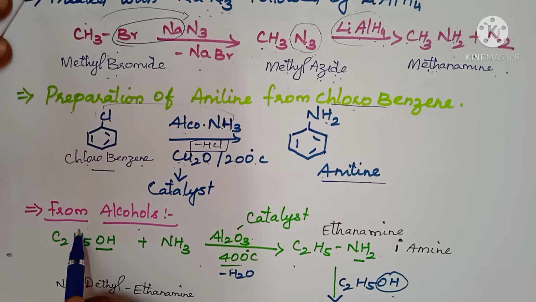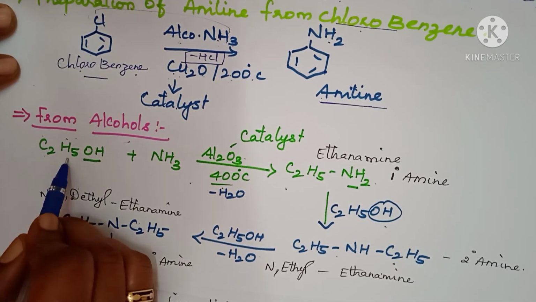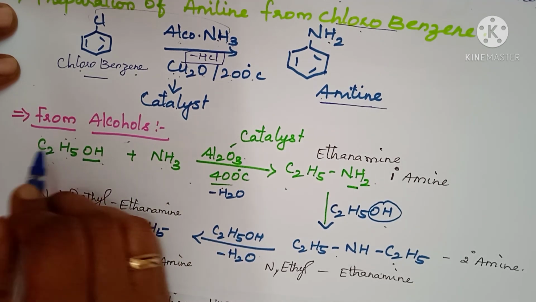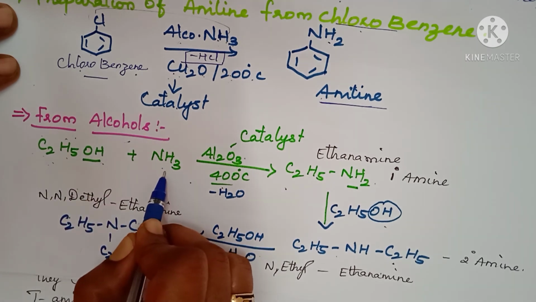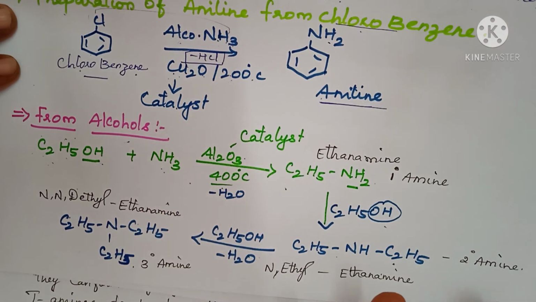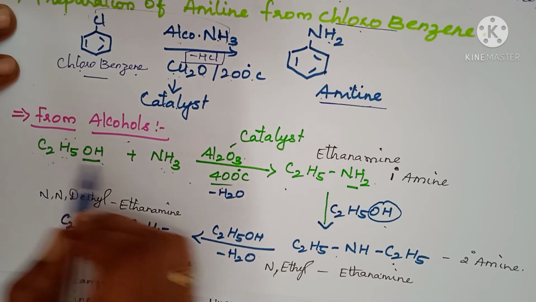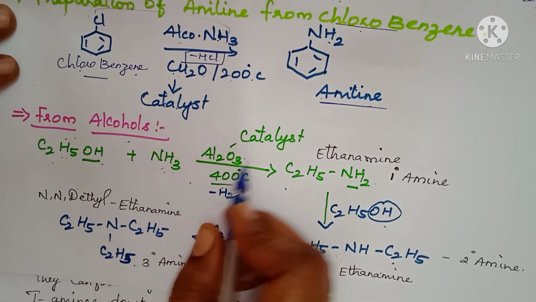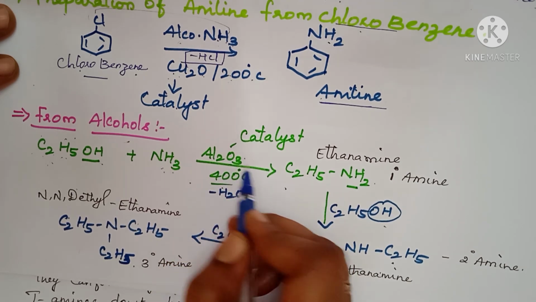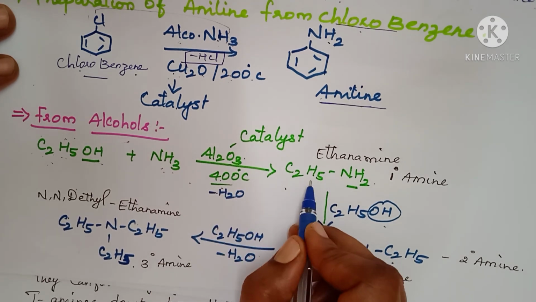Okay, next one, from alcohol. From alcohol, C2H5OH plus NH3. Common ethyl alcohol we will take. Ethyl alcohol mixed with ammonia. You remember that in a number of reactions we are using ammonia. Why? Because the ammonia derivative is only amines. Remember that point. Okay, so ethyl alcohol combined with ammonia in the presence of a catalyst, we are using Al2O3, aluminum oxide, and 400 degrees Celsius. You are losing that water and you are getting what?